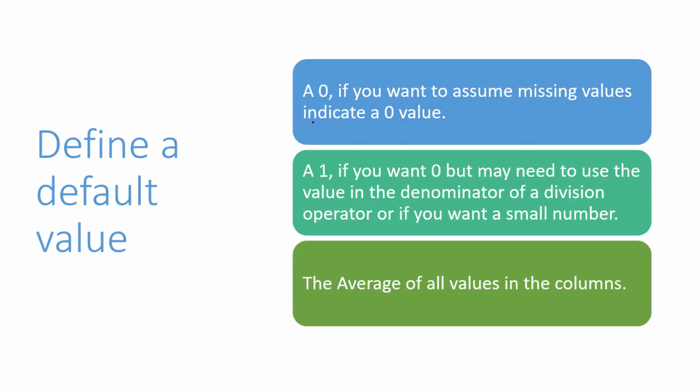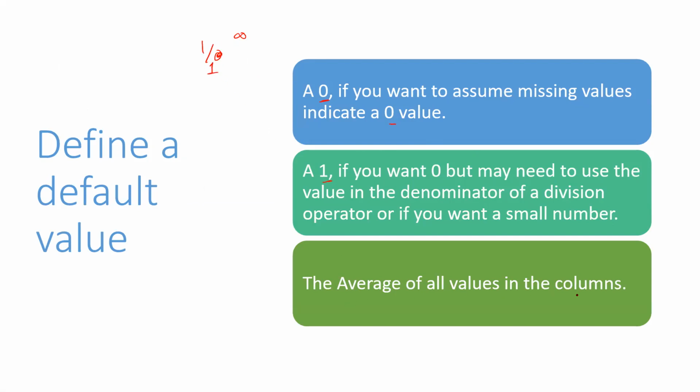Second, define a default value. Like I said, you can define a default value as zero if you want to assume your missing value as zero, or you can define it as one. If you need to use the value in the denominator of a division, one divided by zero will be infinity. So instead of zero, you can even use one.